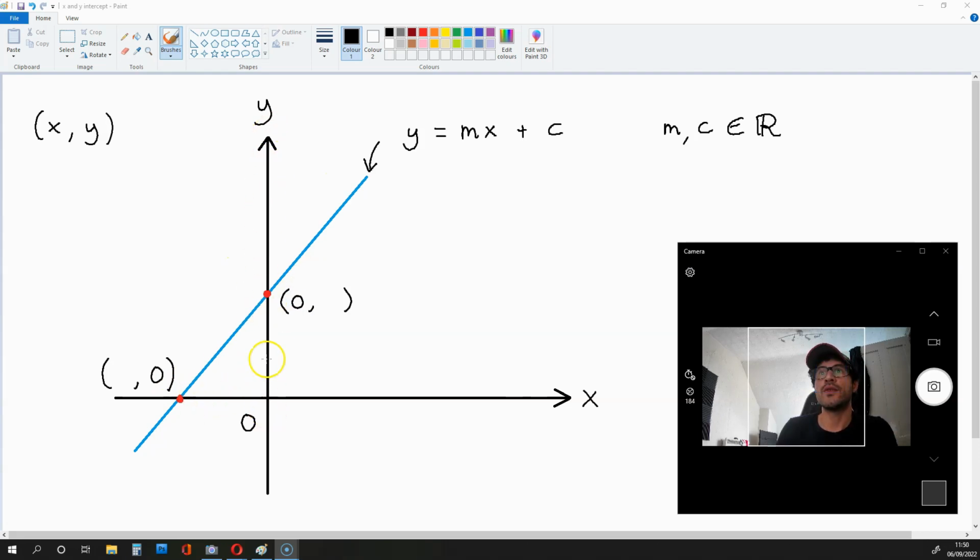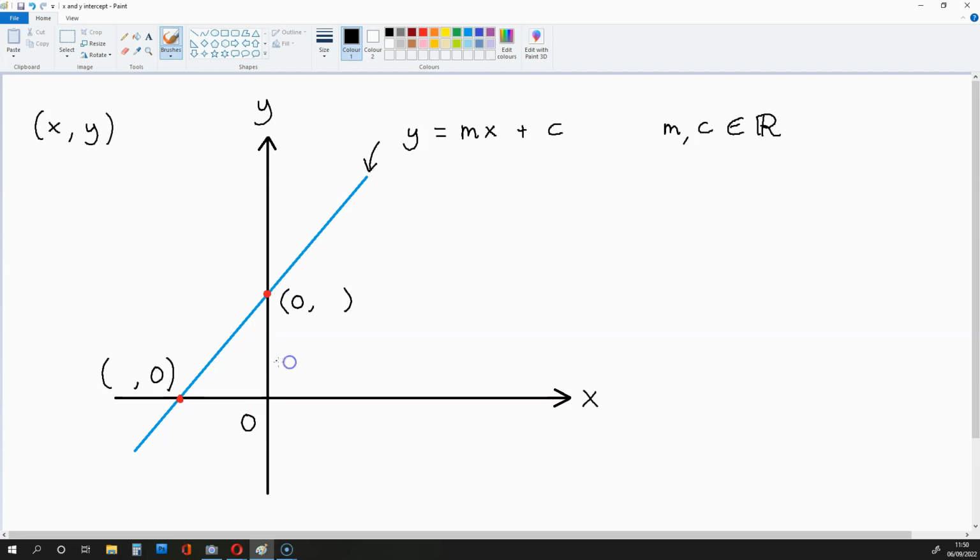Now with this vertical line over here, x is going to be equal to 0. So we set the x coordinate as 0 for this point over here. And with this line over here going horizontally, y is going to be equal to 0. Okay, so we set the y coordinate as 0 for this point over here.